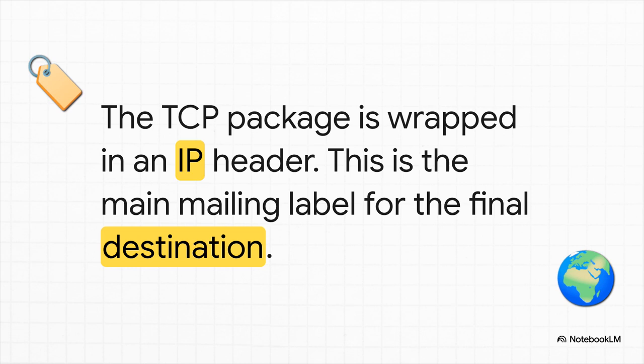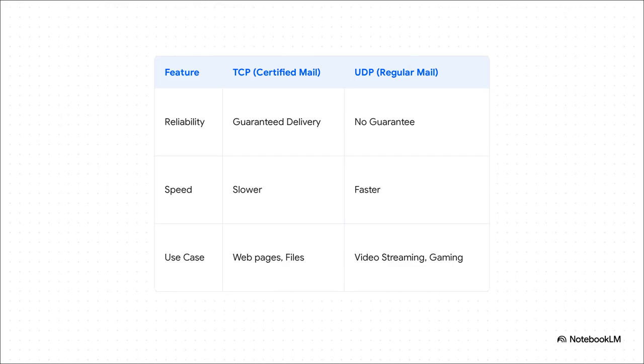Then, once that's done, we add the final delivery address. That whole TCP package gets put inside another, bigger package, and we slap an IP header right on the front. This is the main mailing label. This is what tells the package exactly which computer out of billions on the planet it needs to go to. And here's where it gets interesting. You actually have choices for your delivery service. On one hand, you've got TCP, which is like sending certified mail. It's a bit slower because it tracks everything and requires a signature, but you get a rock-solid guarantee of delivery.